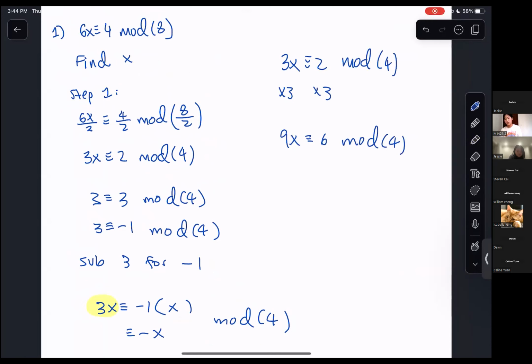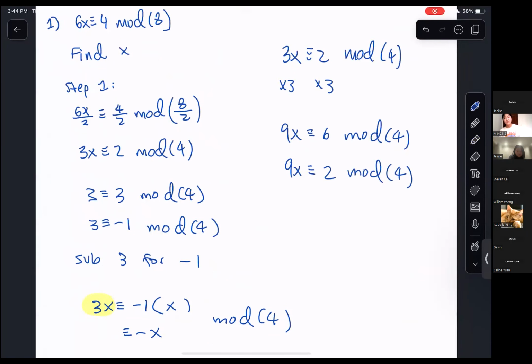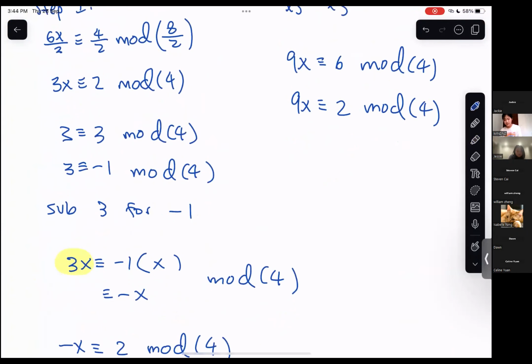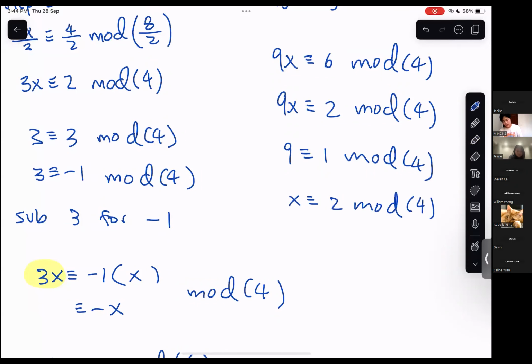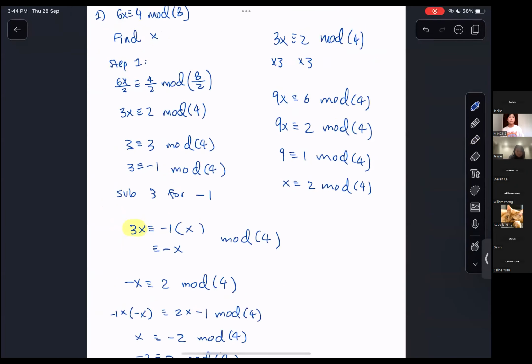And 6, like we've talked about, is congruent to 2, right? So we can write it like this. And 9 is congruent to 1, so we can write this. Right, so there are 2 ways of thinking about it.